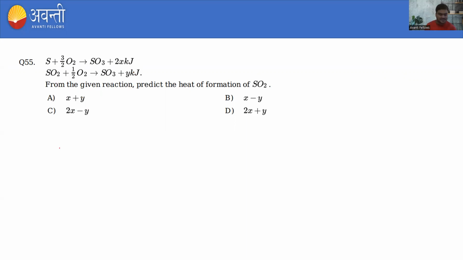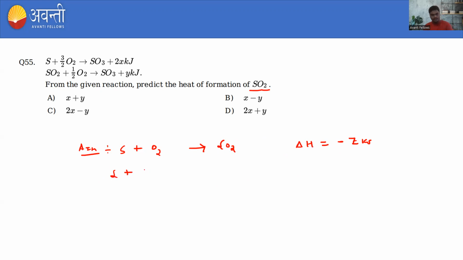So let's see the heat of formation of SO2. What is the aim here? How will you prepare SO2? We know that SO2 is nothing but S plus O2, which gives us SO2, and delta H for this is minus Z kilojoule. This is our aim. Now, what data do we have?